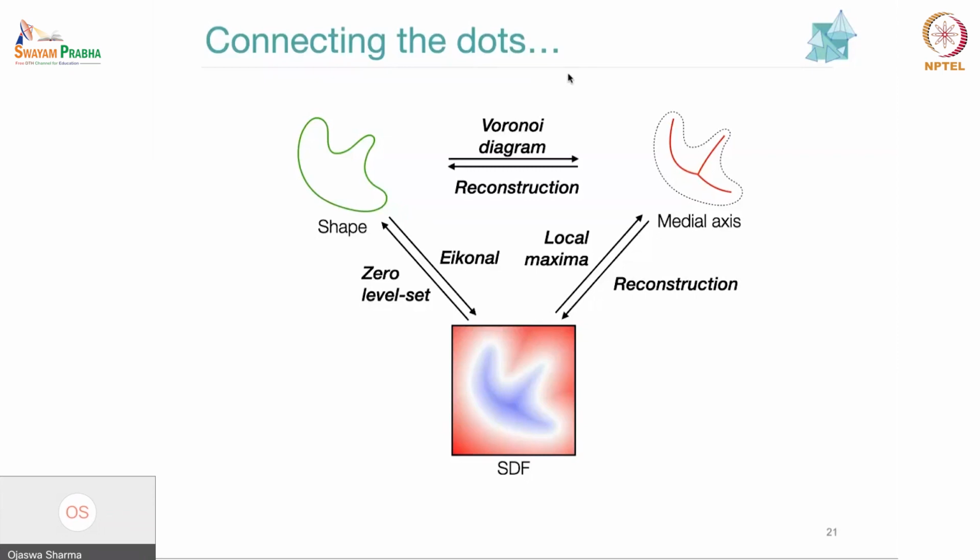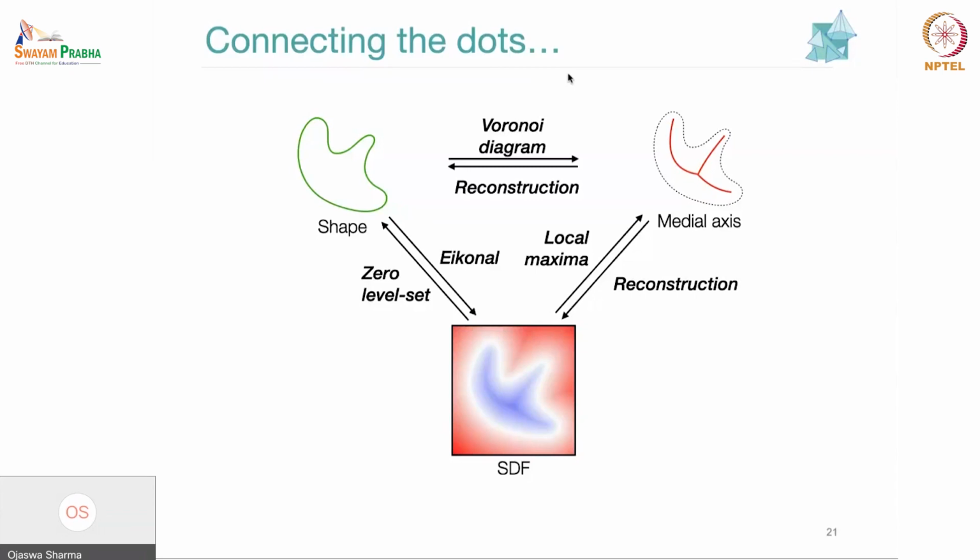I could solve the Eikonal equation or explicitly compute the SDF. That's going to derive the SDF from its shape. Or if I want to go back, I can take a zero level set of the SDF and recover the shape.